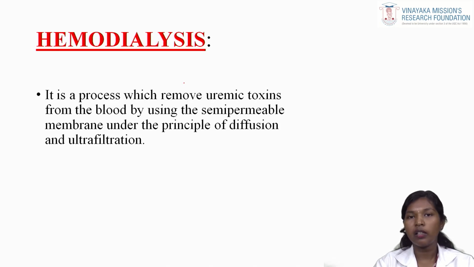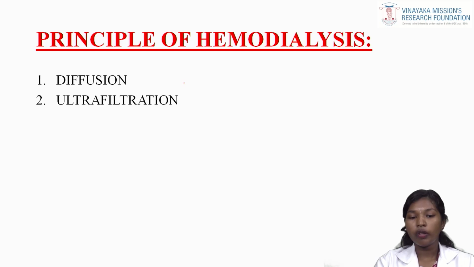Okay, let's see the summary of today's topic, hemodialysis. What is dialysis? A removal of substance or waste product from the blood is called dialysis. Hemodialysis is when we remove substances from the blood. Hemodialysis is a process which removes uremic toxins. What are the uremic toxins? Urea, creatinine, potassium.